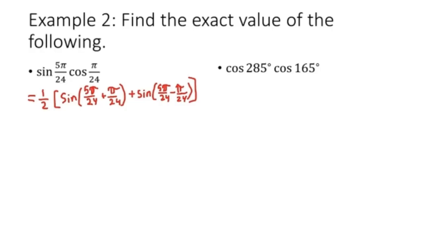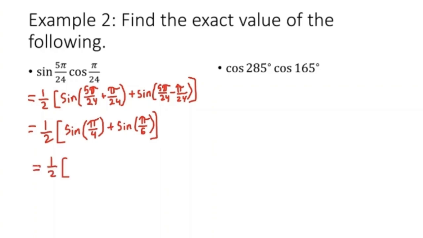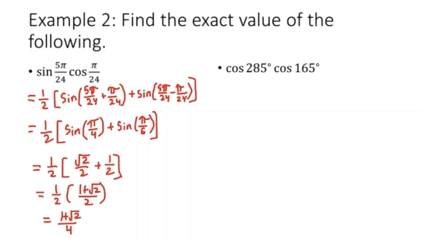Now we can simplify each input, and we get 1/2 of sine pi over 4 plus sine pi over 6. Both angles are located on the unit circle, so we can find the exact value. Sine pi over 4 is root 2 over 2. Sine pi over 6 is 1/2. Add what's inside of the parentheses, and we have 1 plus root 2 over 2 multiplied by 1/2, and we have 1 plus root 2 over 4.